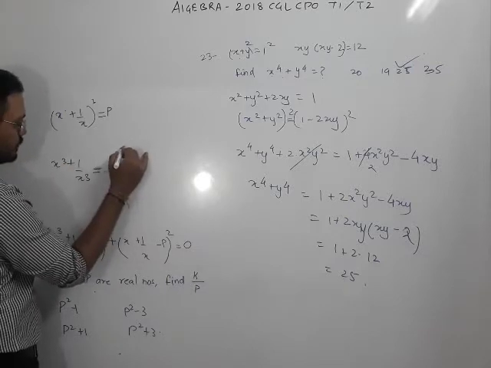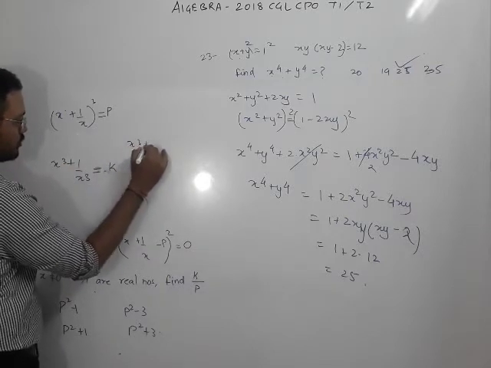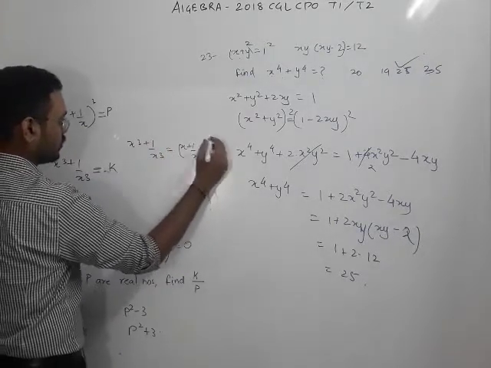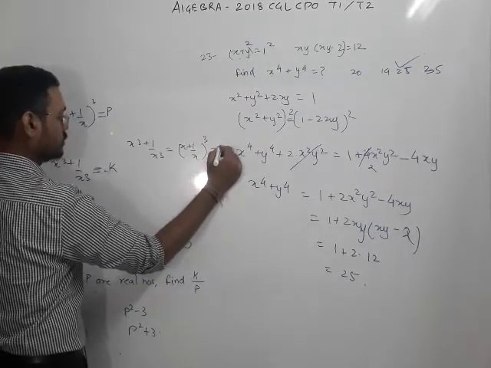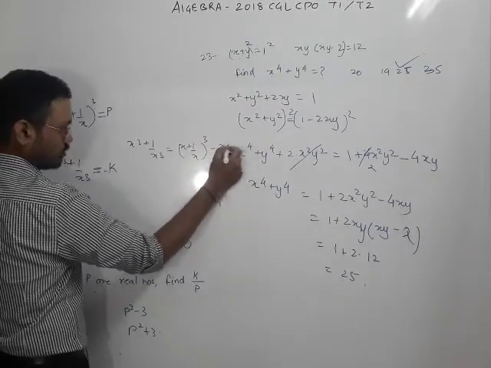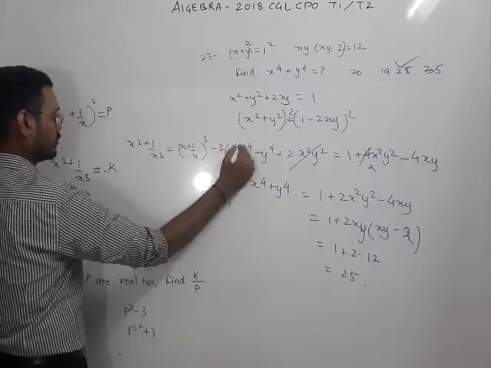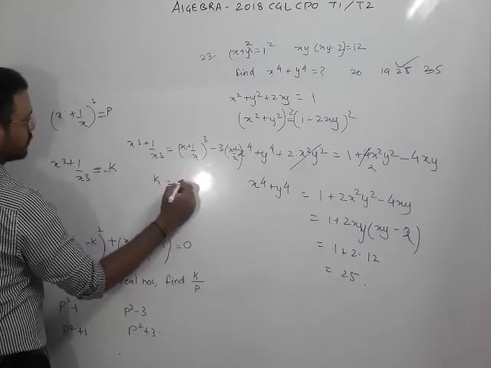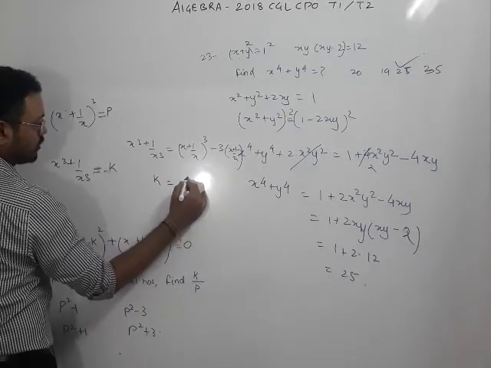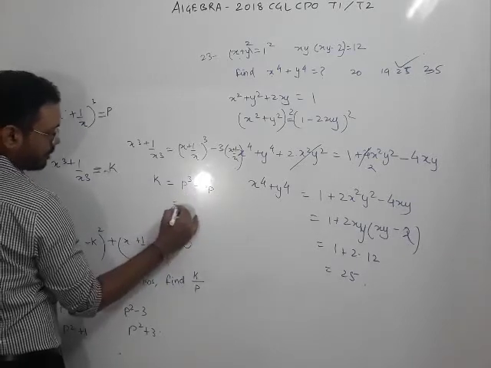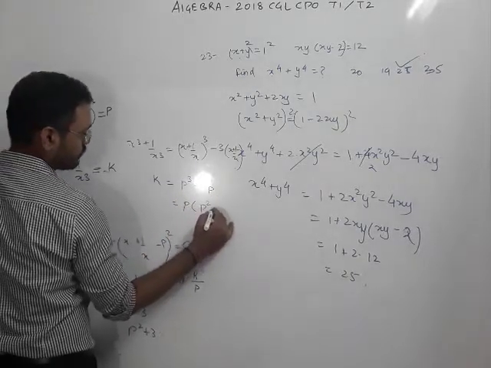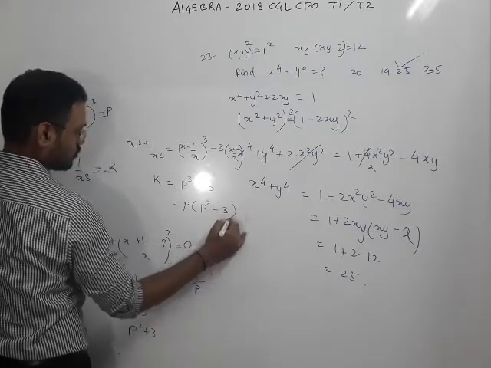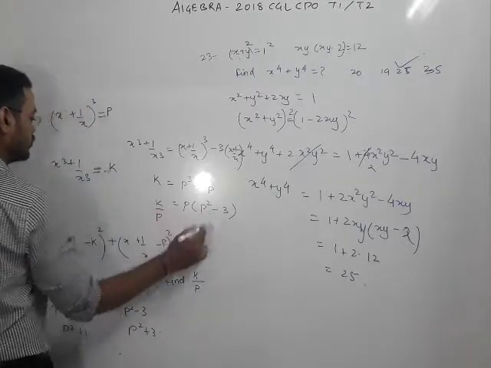Now it's simple, what is the cube of this? We know that x cube plus 1 by x cube is given by x plus 1 by x whole cube minus 3 into x plus 1 by x. So this is my k, this is p cube minus 3p, p common, p square minus 3. So k by p becomes p square minus 3.